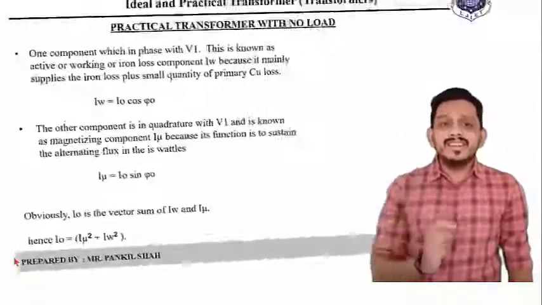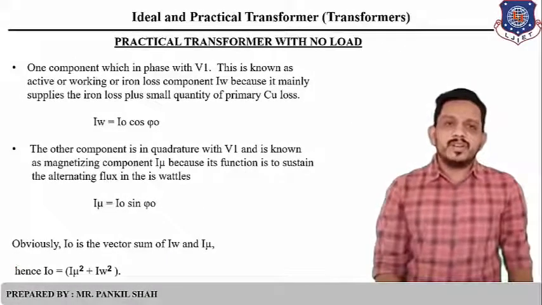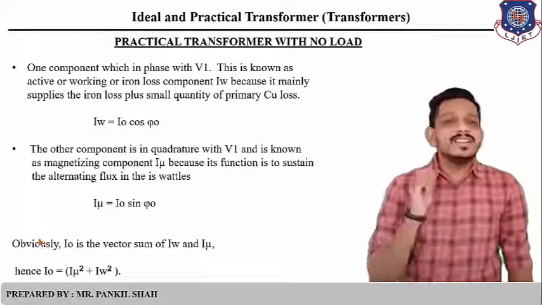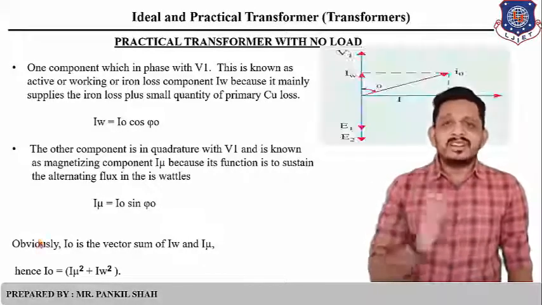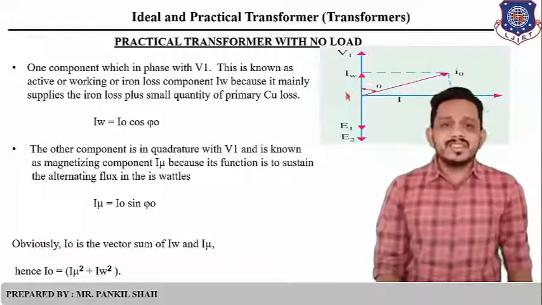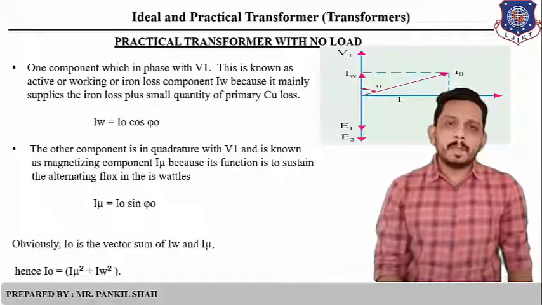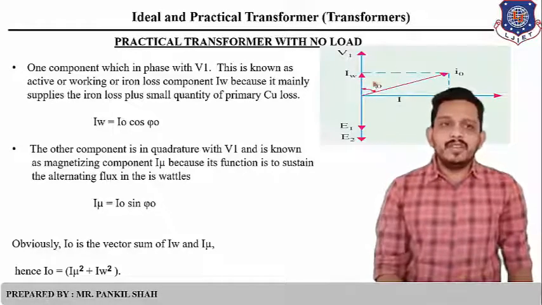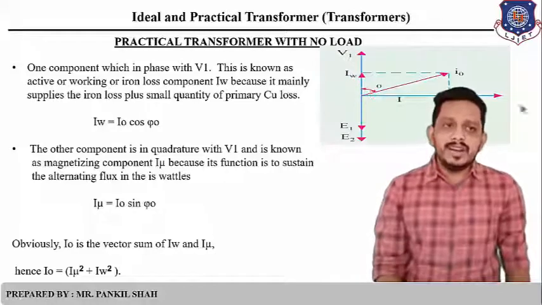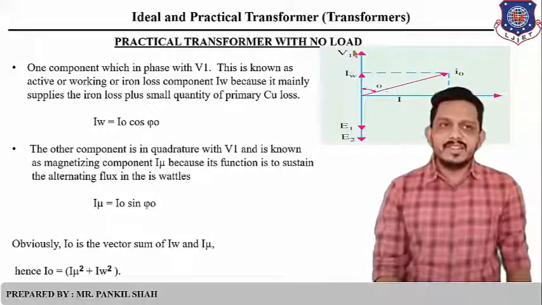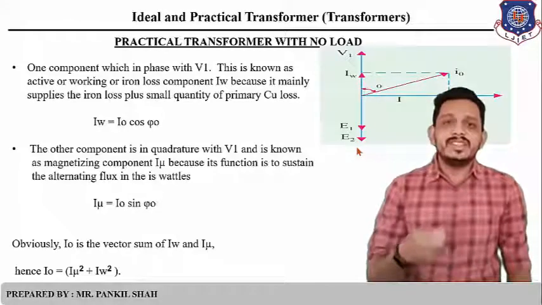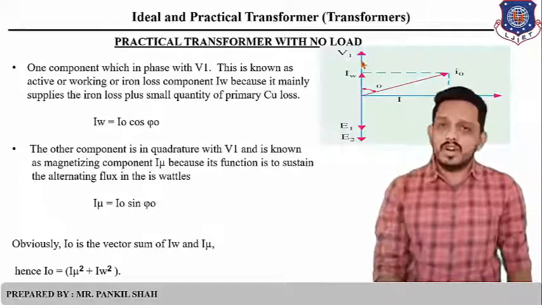Now let's see the practical transformer. To understand the practical transformer, you need to consider some equations. But before considering those equations, let's understand the vector diagram of the practical transformer. Now we have drawn the V1 voltage over here. We have drawn one current on the reference axis, that is I, which is 90 degree apart from this. We have drawn E1 and E2 here, which are 90 degree phase shifted from the voltage V1.